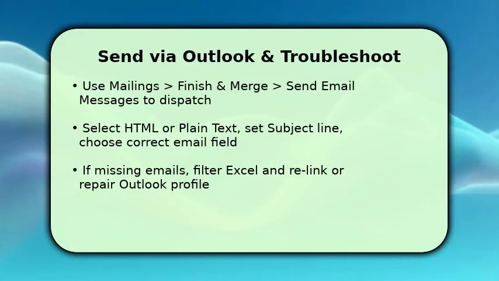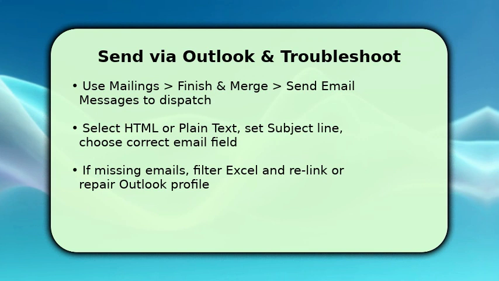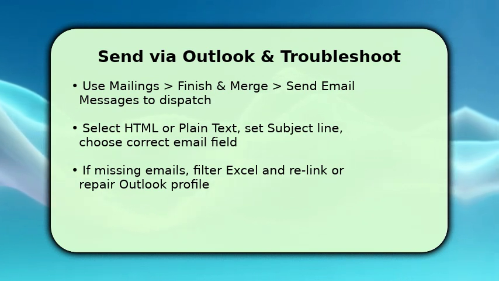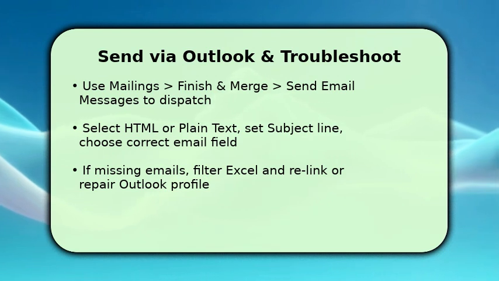Choose Mailings, Finish, and Merge, then send email messages. Pick HTML or plain text and set the subject line, making sure you selected the column that contains recipient emails. Once sent, Outlook queues and dispatches them using your active account.